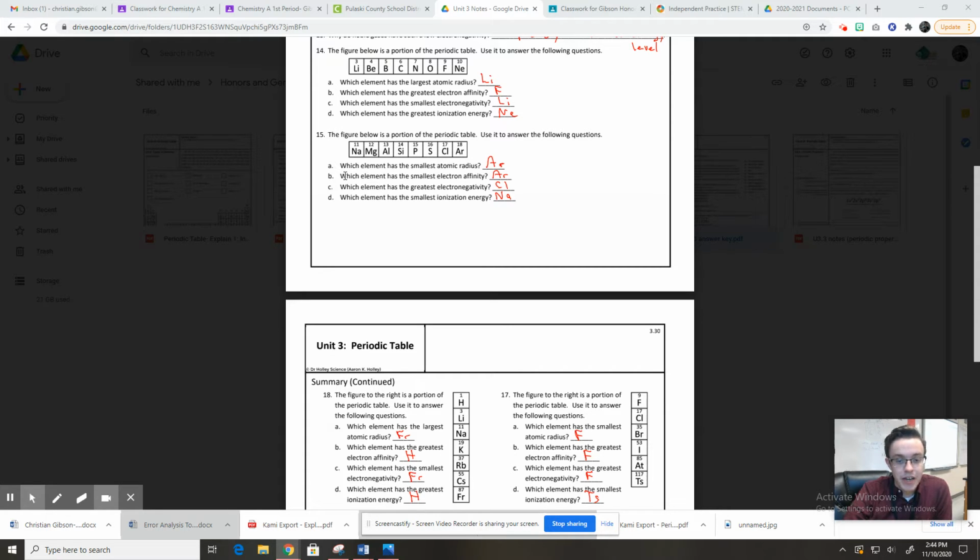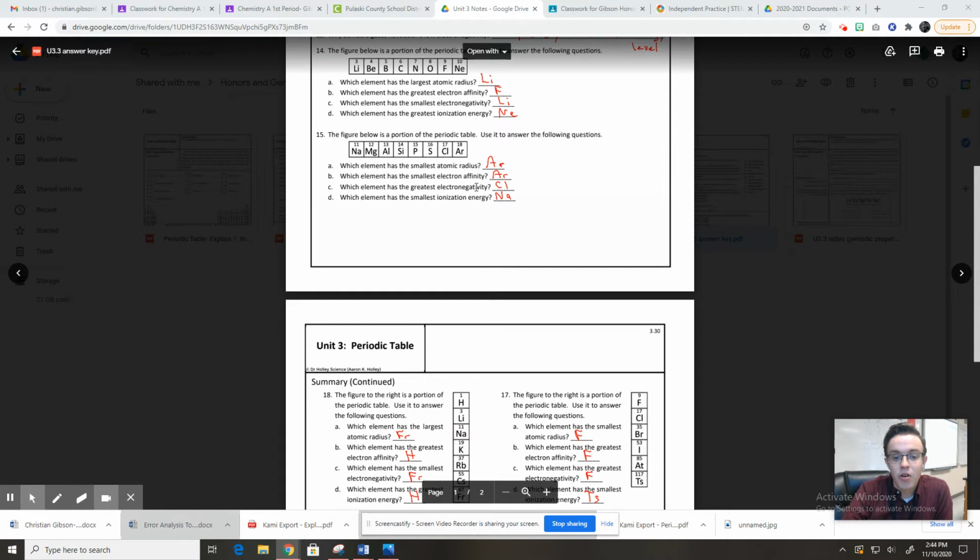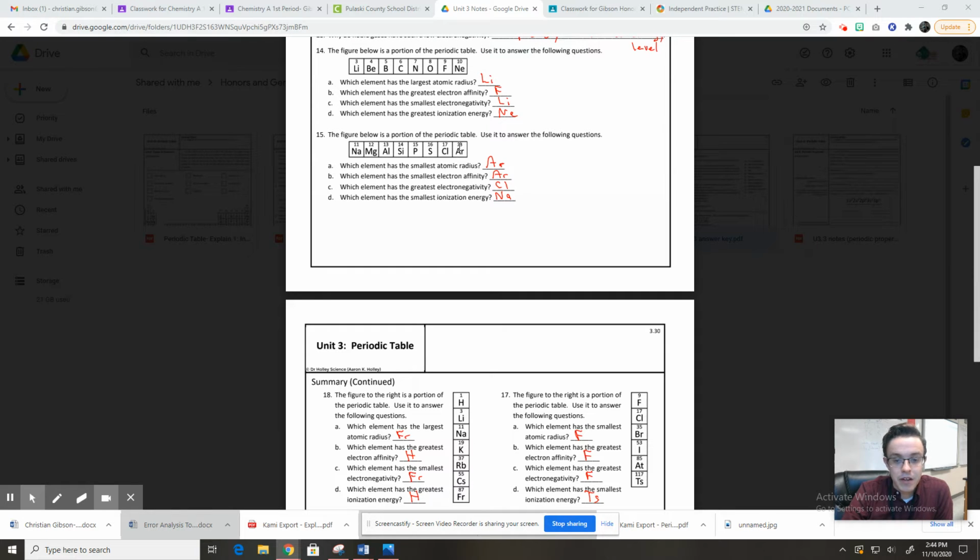Which element has the smallest electron affinity? That is actually the smallest electron affinity. That's a typo. That should say sodium. Okay. Oh, no, just kidding. My bad. Because the trend is that electron affinity increases from left to right, except for the noble gases. They don't have any electron affinity, so that would be the lowest.